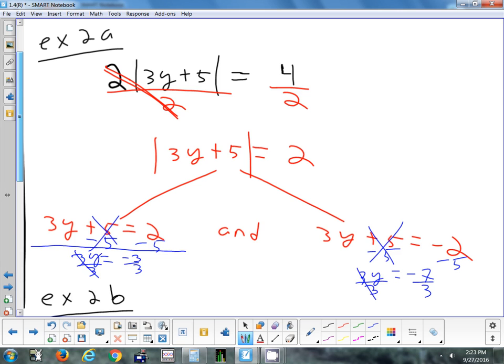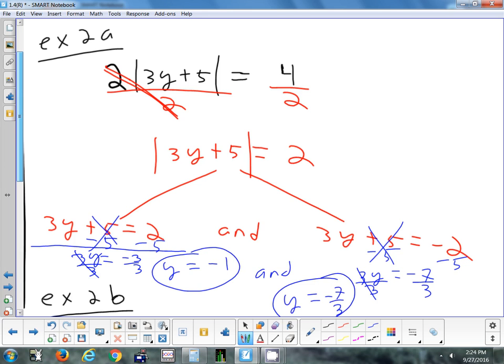If I can reduce it, I'll try to. So how about this one? I get y equals, what's -3 divided by +3? Emily? -1. Okay, so I get that. And okay, I'll write my other answer. Just squeeze it in over here. Can I do -7 divided by 3 and get a nice answer? No. So let's just leave it like that. -7 divided by 3. Those are our two answers.